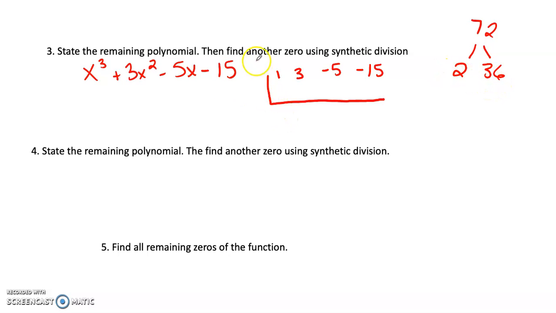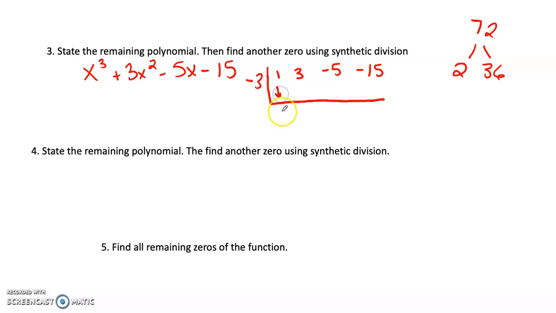So I'm going to test out another possible root. Again, of the ones that we picked in number 1, when we use the rational roots theorem of those possible roots, I'm going to pick another one of those to test it out to see if I get a remainder of 0. So let's test out negative 3.